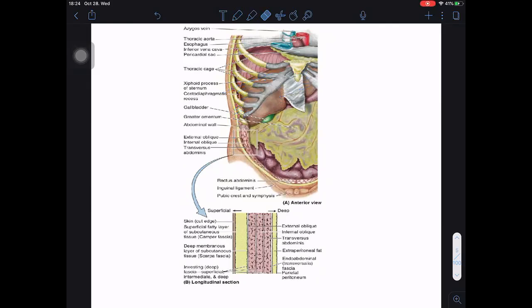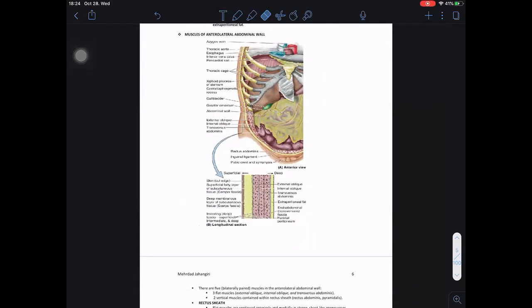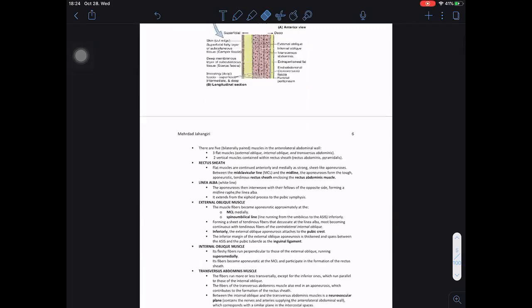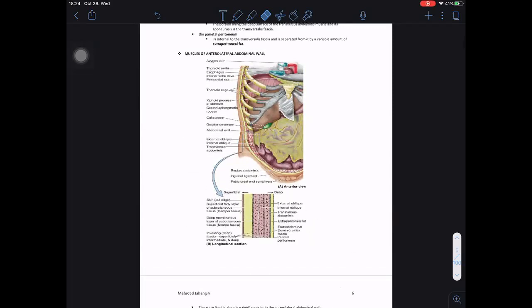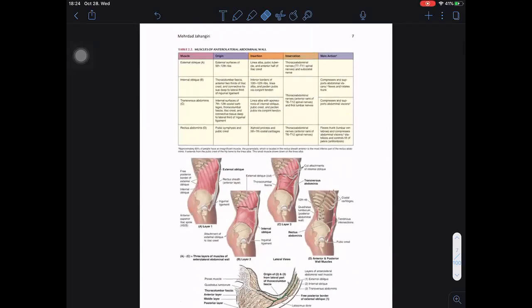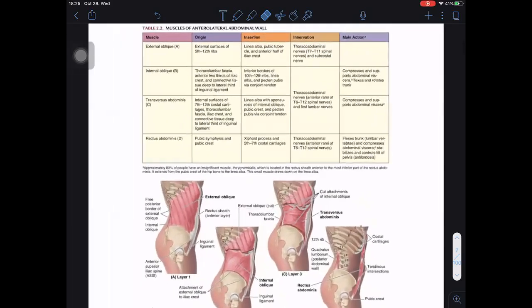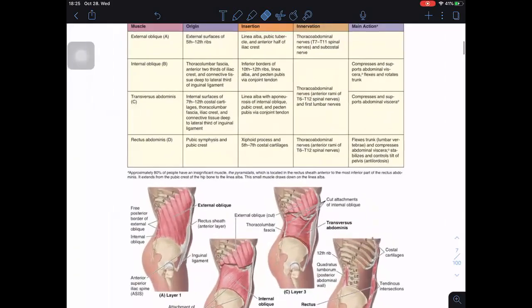All right. So you can start with the borders, then you go with the general structures, then the fasciae, which we talked about. And then we're going to now talk about the muscles more and more. So basically, in the abdominal wall, you've got 5 pairs of muscles. Okay, so 5 on each side.